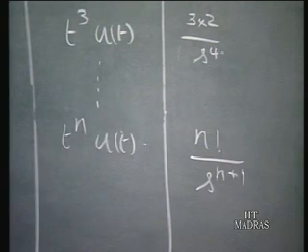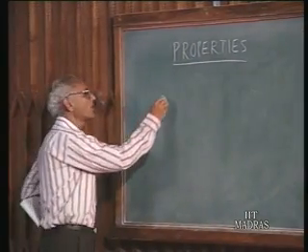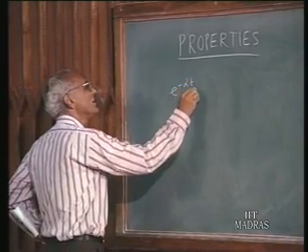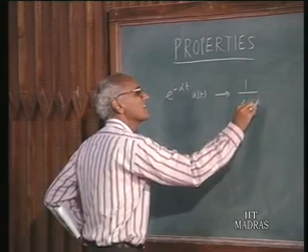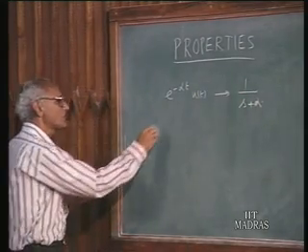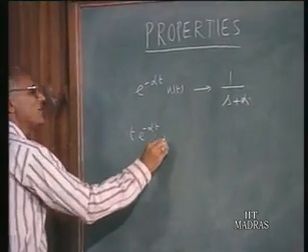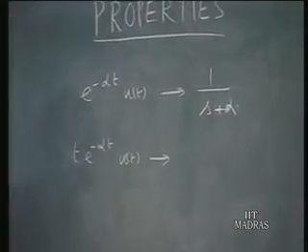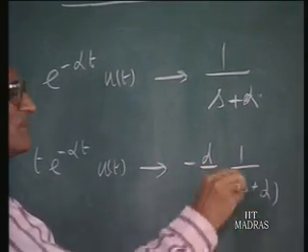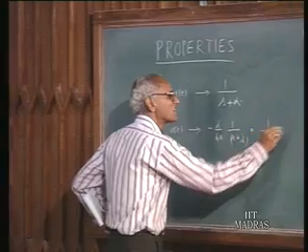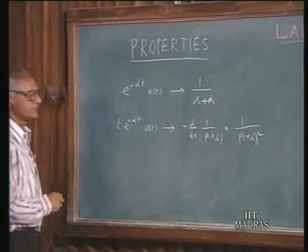Let us now consider another example. Suppose I have e to the power of minus alpha t u(t). Then we know its Laplace transform is 1 over s plus alpha. Now suppose I multiply this by t, that is, t times e to the power of minus alpha t u(t). Then its Laplace transform is minus d by ds of 1 over s plus alpha, and that is indeed 1 over (s plus alpha) whole squared.